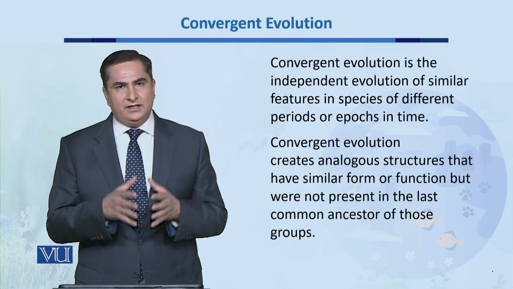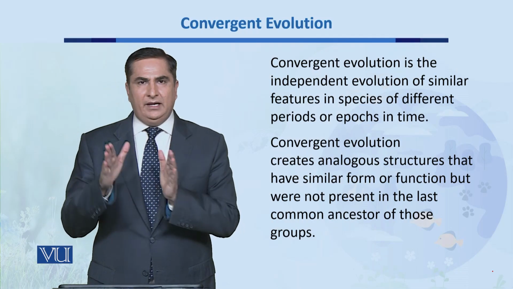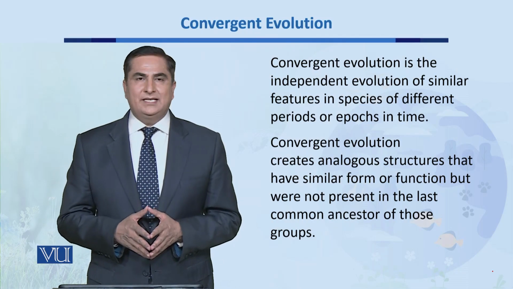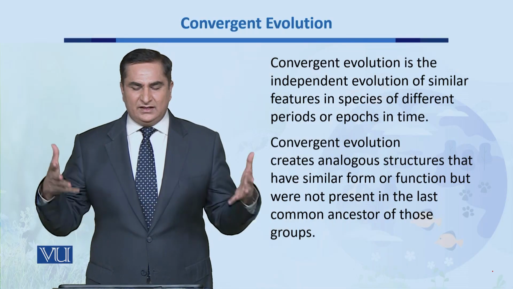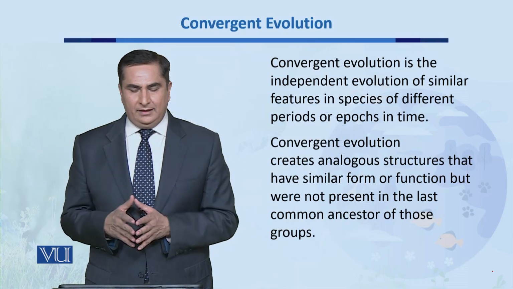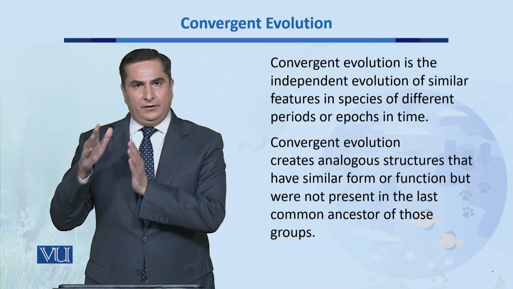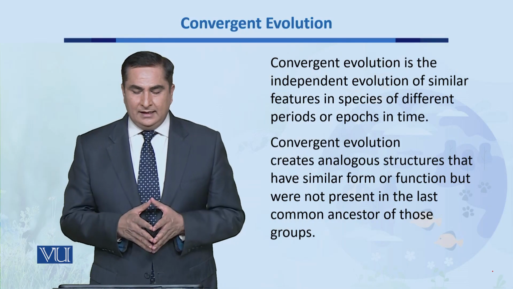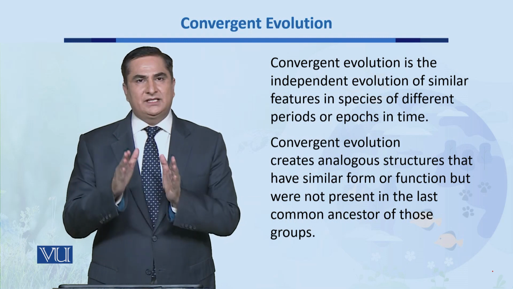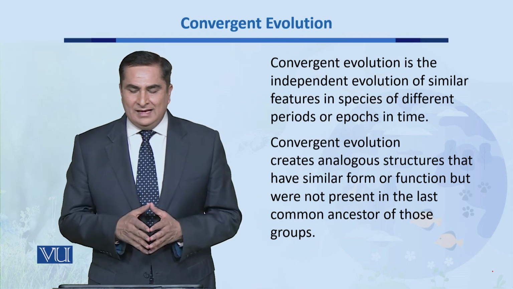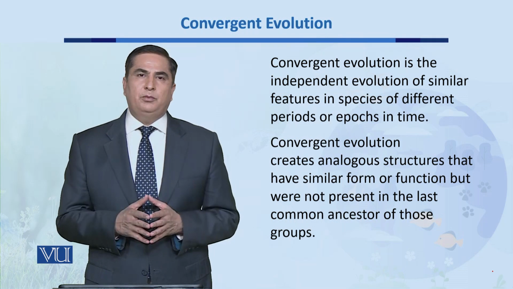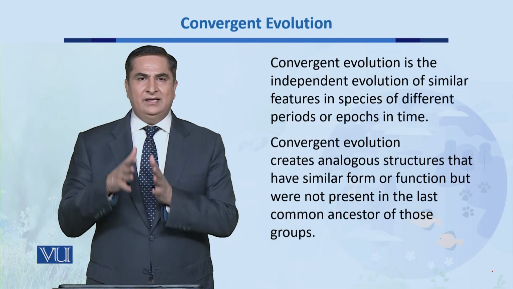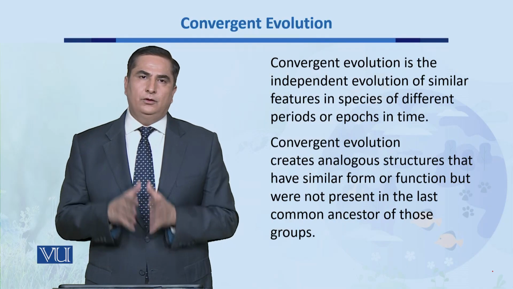Now, convergent evolution is the independent evolution of similar features in distant species of different periods or even different epochs in time. Convergent evolution creates analogous structures that have similar form or function but were not present in the last common ancestor of those groups.